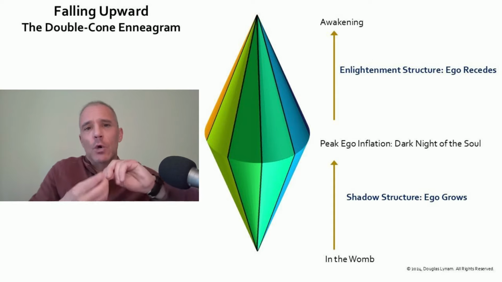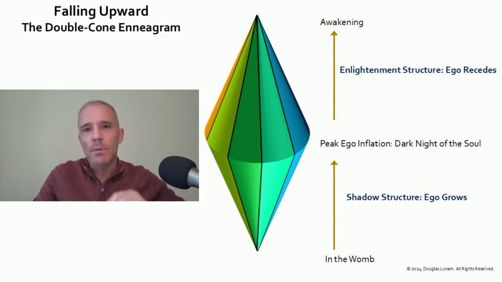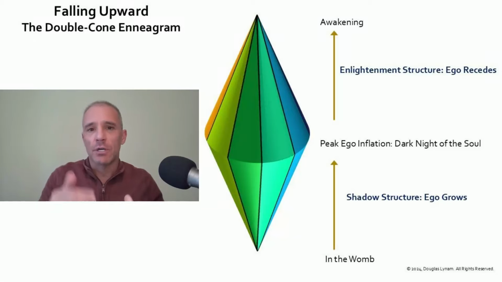But if we can break open in that dark night, we move up into the Enlightenment structure, where the ego begins to recede, and we start to move into this path of awakening. So this is the quick outline of the Double Cone Enneagram.